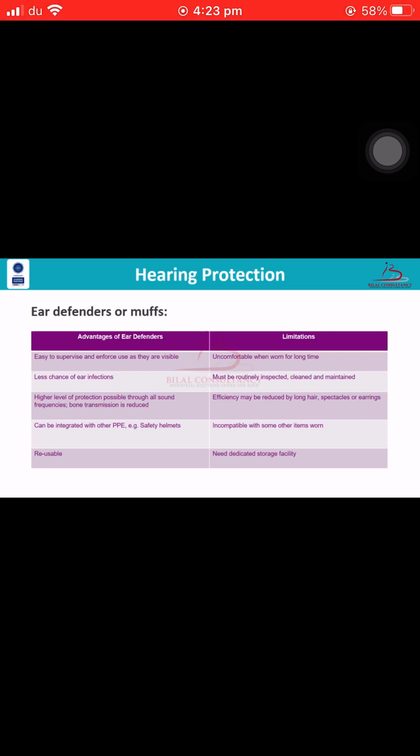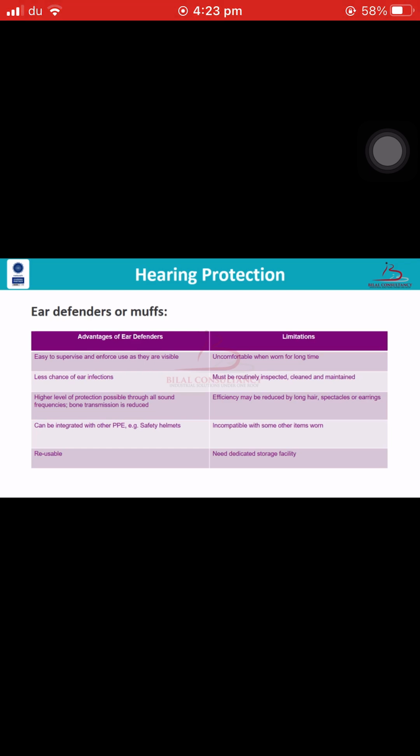So if you are wearing any kind of spectacles or earrings and if you have long hair, their efficiency may be reduced due to these factors. Earmuffs are incompatible with some other items worn. As in the previous point we have discussed, earmuffs are sometimes incompatible with other items. So if they are incompatible, their efficiency will be reduced.